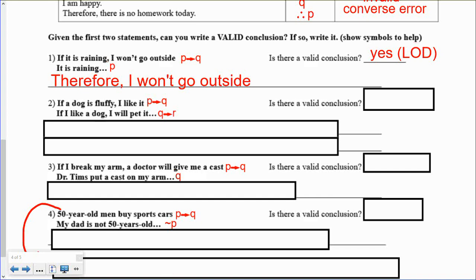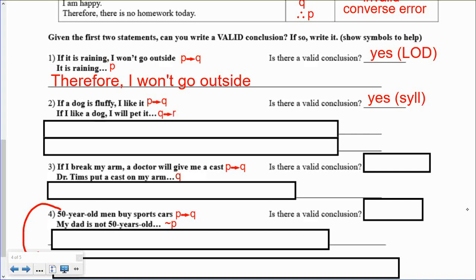Alright, so if the dog is fluffy, then I like it. How would I write that in symbols? P→Q. First statement always starts that way. Then it says, if I like a dog, I will pet it. So that would be Q→R. What does this look like it's setting up to be? The law of syllogism. Alright, is that valid or invalid? It's valid, so I will be able to write a conclusion because it's a syllogism, it's a law.